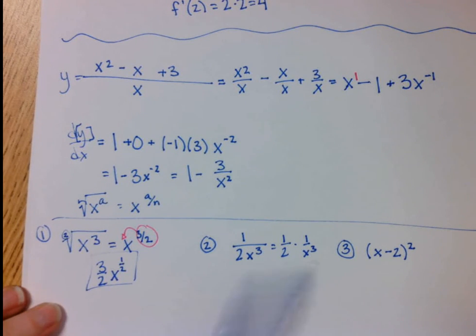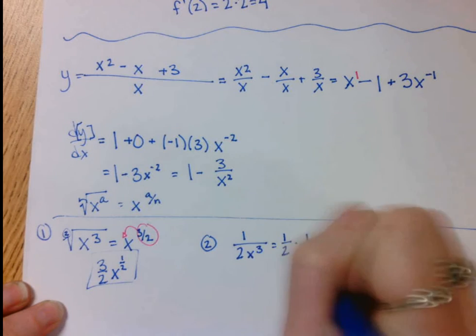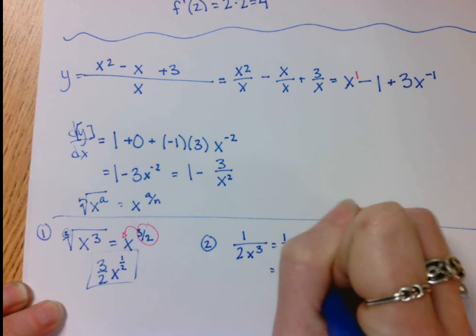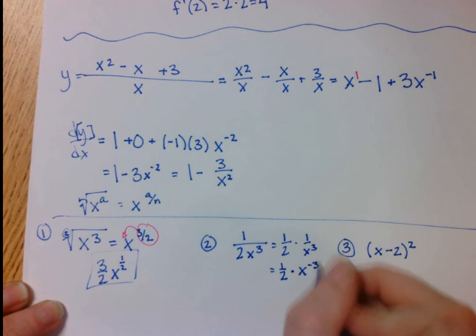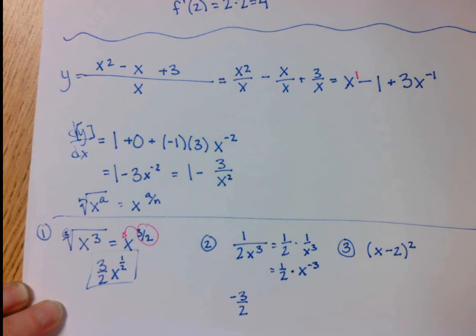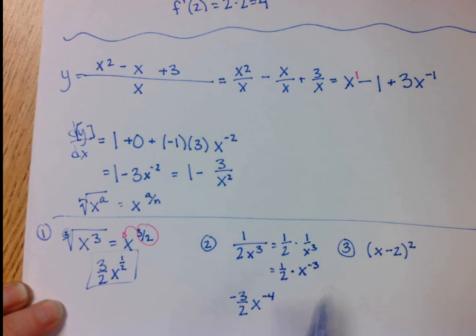For 2, I gave a hint already here, but 1/2 times 1 over x cubed. So when I finish simplifying, manipulating, bring that negative 3 down into the front. We should have a negative 3/2 for our derivative then, x to the negative 4, because I'm subtracting 1 from here. Watch your negatives.